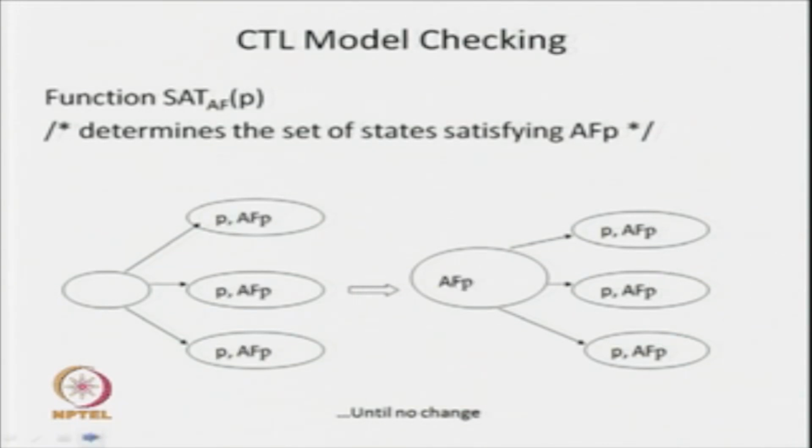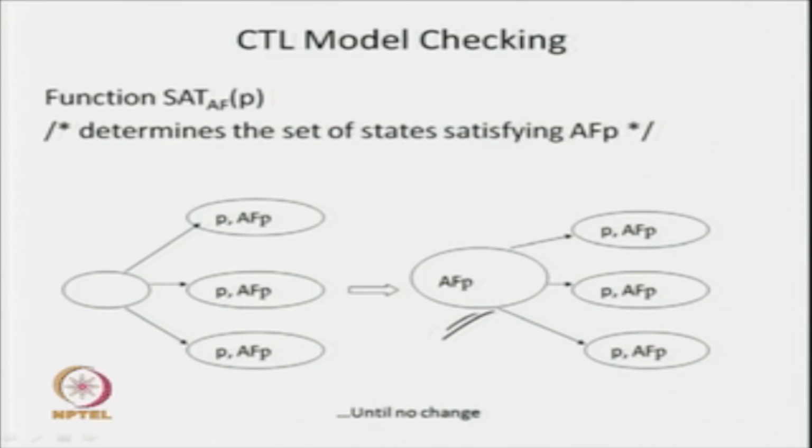Since we know that AFP is true in these three states, we look for their predecessors. Here we get one predecessor, and all of its successor states have AFP true. So we can label this state with AFP as well. This is the way that we are going to learn.